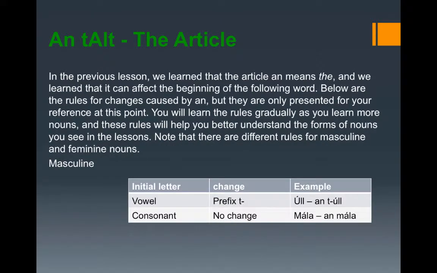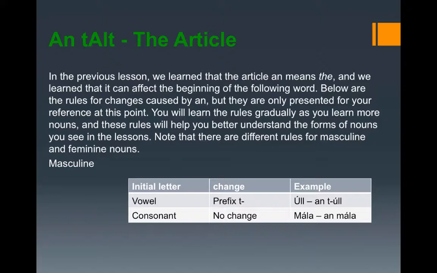In the previous lesson, we learned the article an means the, and we learned that it can affect the beginning of the following word. Below are the rules for the changes caused by an, but they are only present as a reference point at this time. You will learn the rules gradually as you learn more nouns. These rules will help you better understand the form of the nouns you see in the lessons. Note that there are different rules for masculine and feminine nouns.